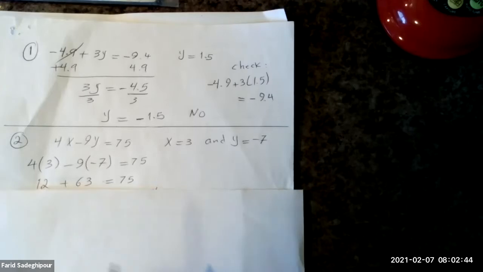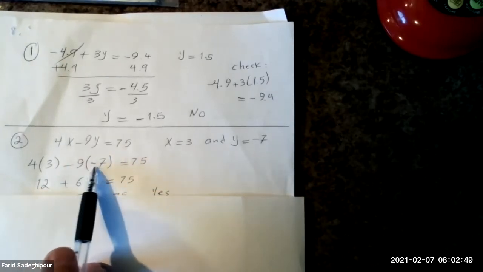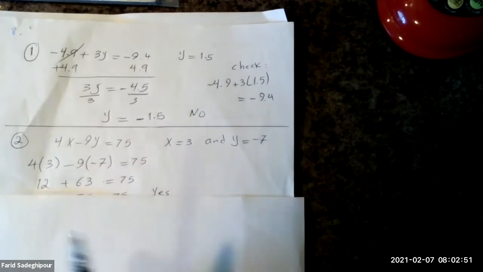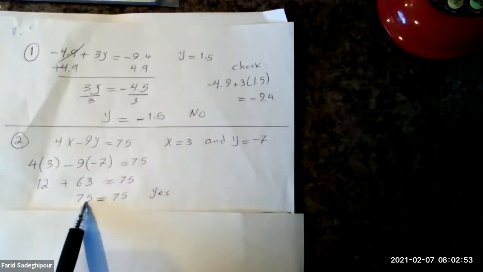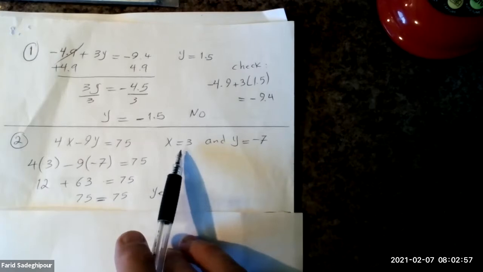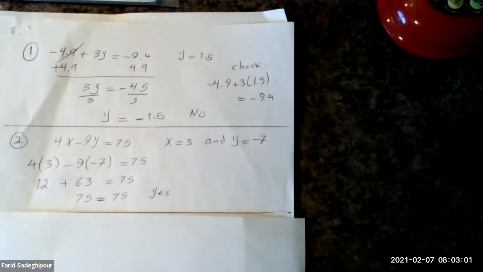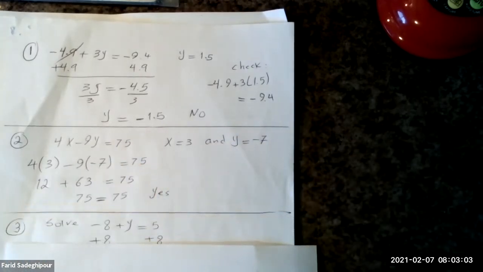So when I use my calculator, 4 times 3 is 12, and negative 9 times negative 7, negative times negative is positive. And you see the outcome is 75, which is what you have on the right side. So the answer is yes, x equal 3 and y equal negative 7 is the solution of that equation.